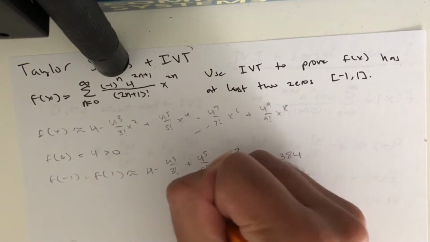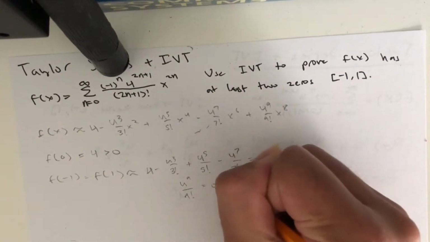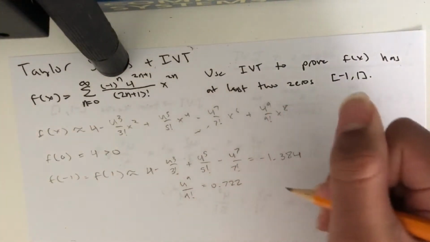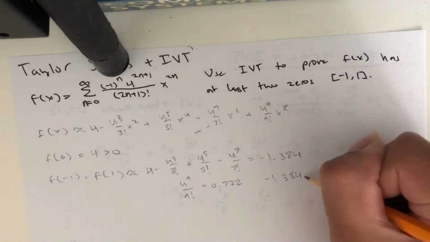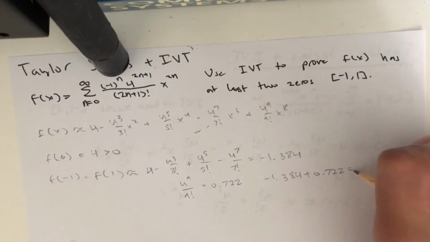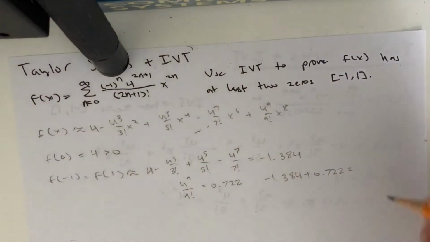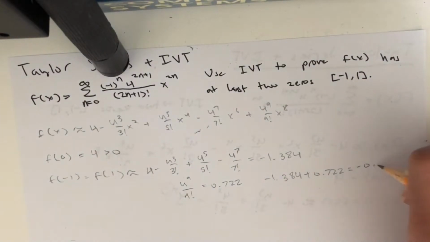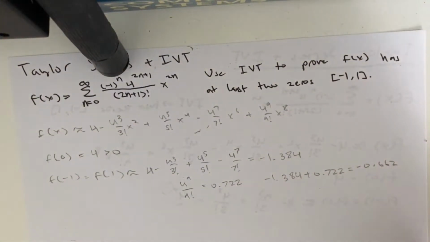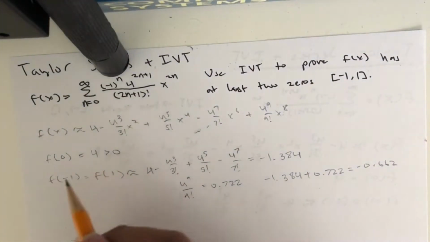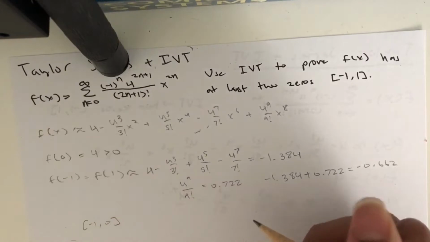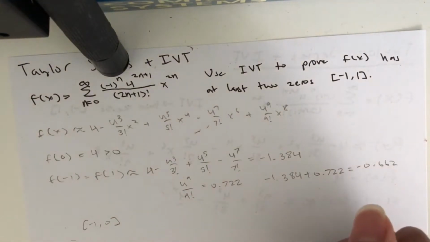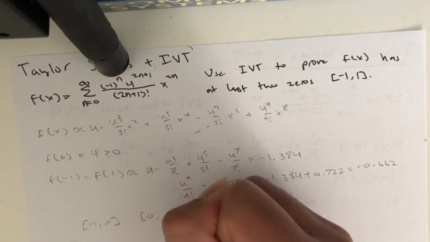4 to the ninth over 9 factorial, which is 0.722. So next we have to add what we approximated to the maximum error, and this gives us our maximum value for f of -1 and f of 1, and this is -0.662. Because f of -1 and f of 1 are a negative value, and we know f of 0 to be positive, then there must be a 0 between -1 and 0. And by symmetry across the y-axis, that means there has to be at least one 0 between 0 and 1 as well.